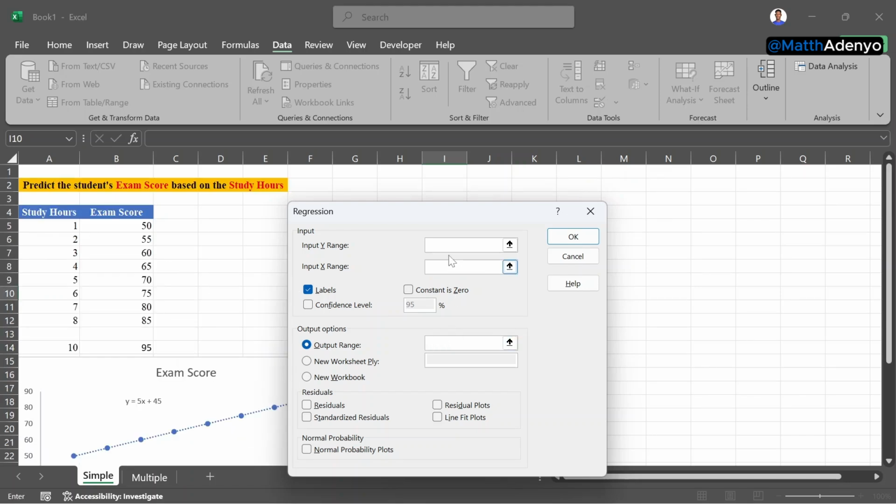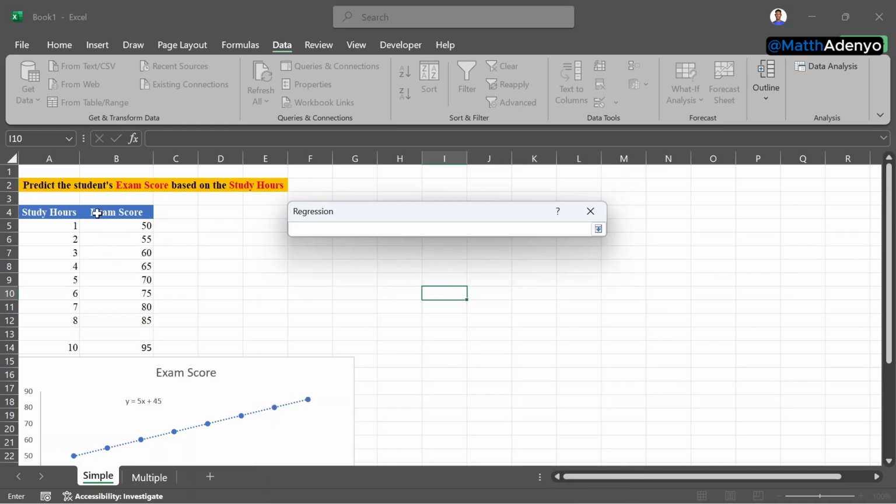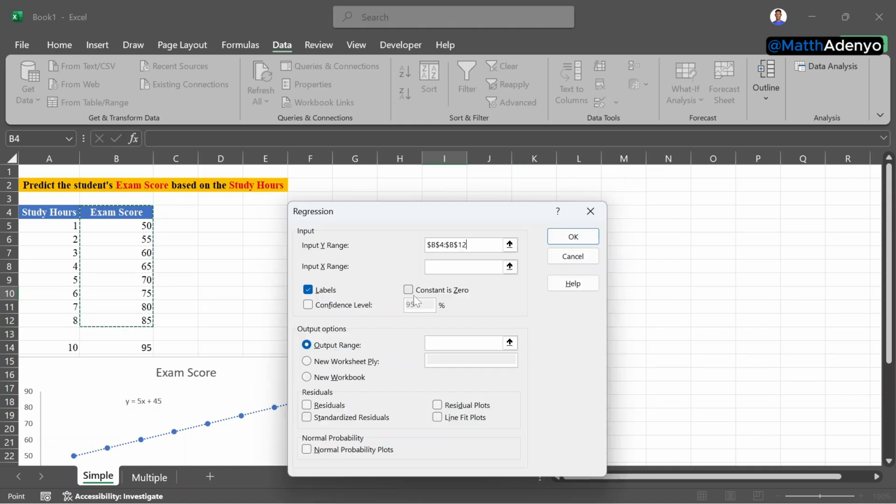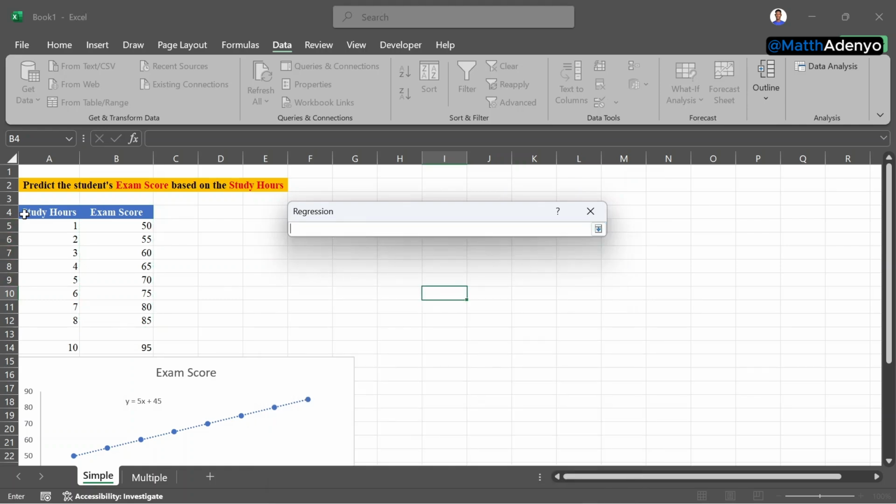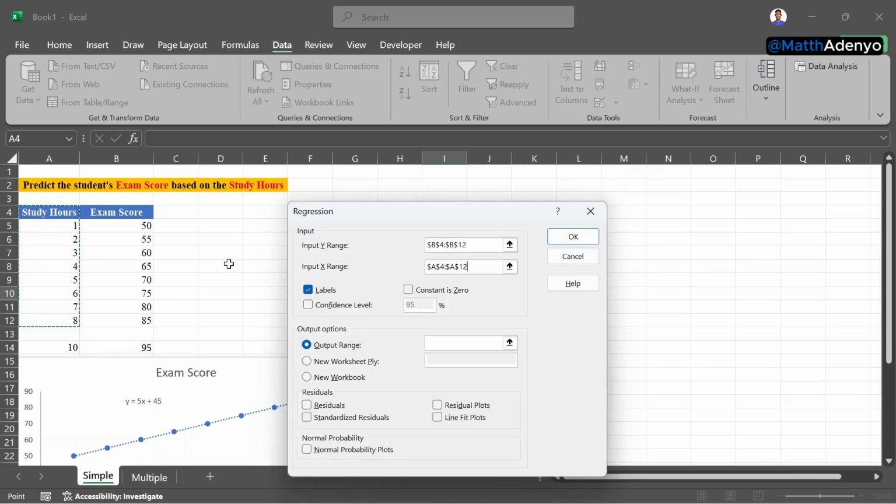It will ask you for the range for your dependent variable, which is y. So you are looking for the dependent variable. You click on it, and then you come and select the dependent variable. This is the dependent variable. So you click on it, then OK. And then the x, which is the independent variable, you also select it together with the title. And then you indicate that there is a label because you have selected it with the title.